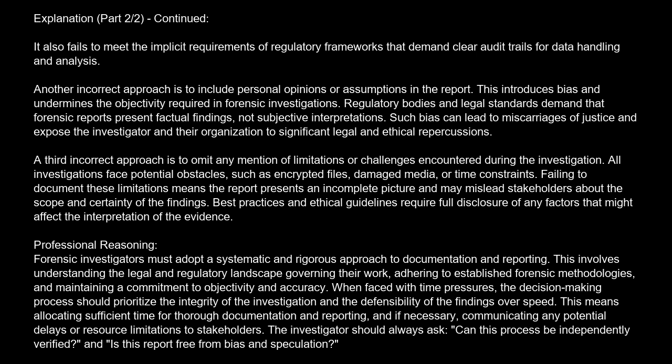A third incorrect approach is to omit any mention of limitations or challenges encountered during the investigation. All investigations face potential obstacles, such as encrypted files, damaged media, or time constraints.